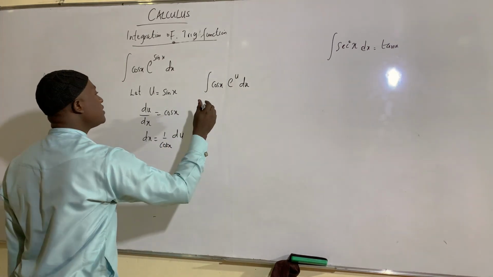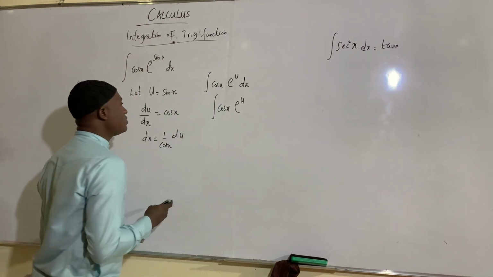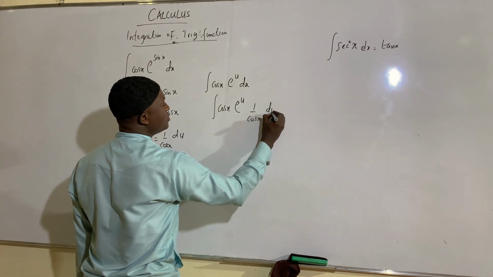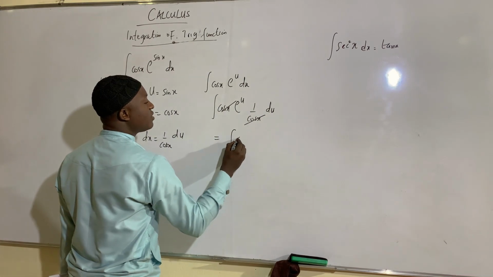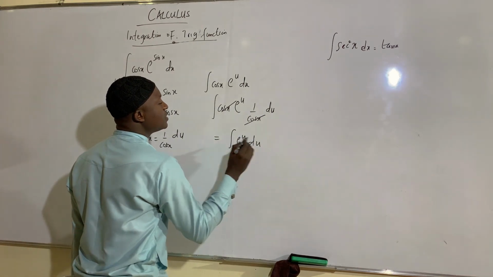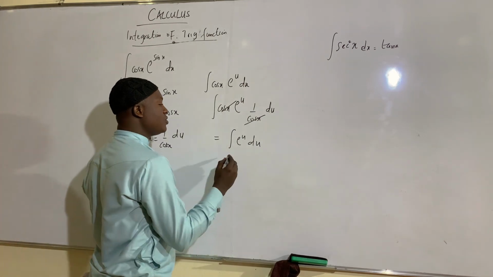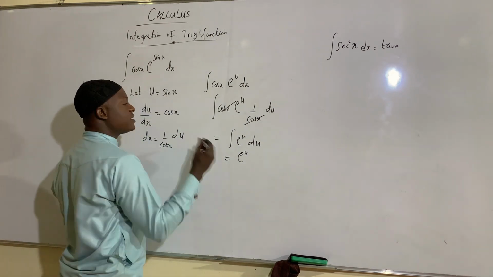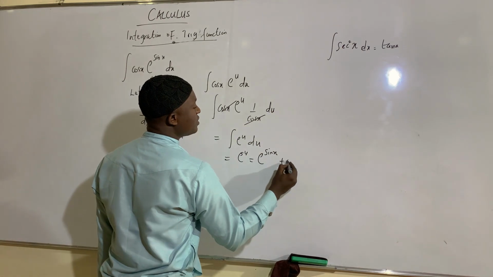So I can put it here. That means that we have the integral over cos x e raised to the power of u. Now, our dx is nothing but 1 over cos x du. So now, cos x can cancel cos x. So that means that we have the integral over e raised to the power of u du, right? So e raised to the power of u, as I told you earlier, is nothing but e raised to the power of u. And our u that we have is sine x. So that means here that we have e raised to the power of sine x, then plus c.